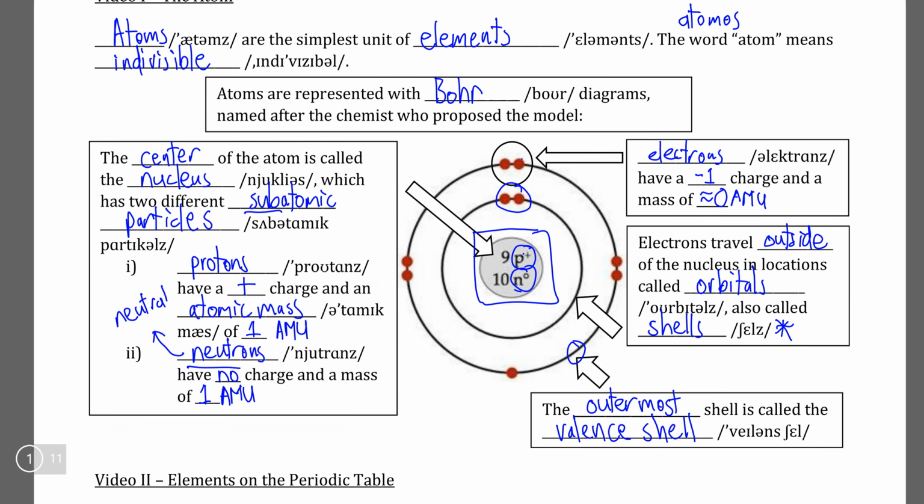In the next video, we're going to look at how we can organize atoms based on these features here, based on the number of protons, the number of electrons, and the atomic mass of the total atom itself, and how these patterns are visible and organized on the periodic table.